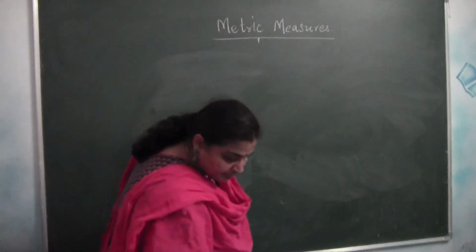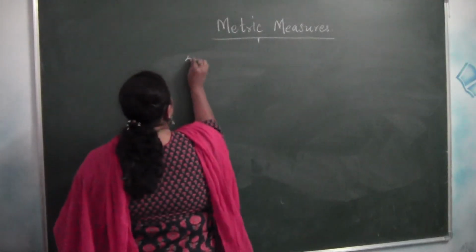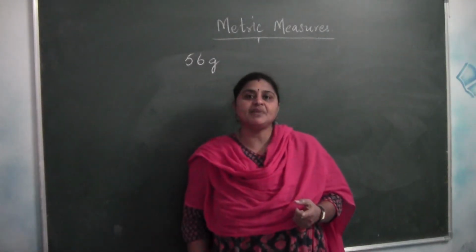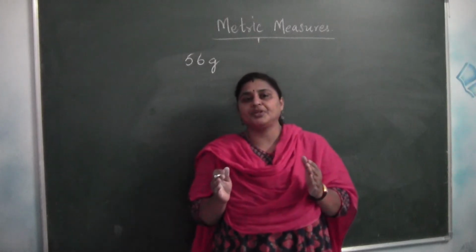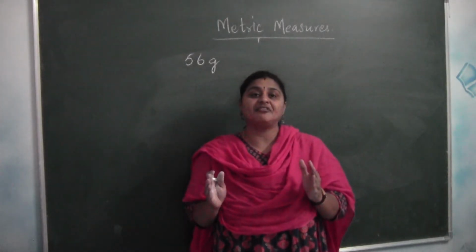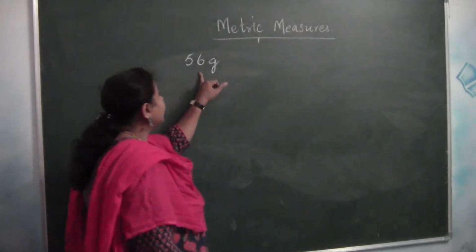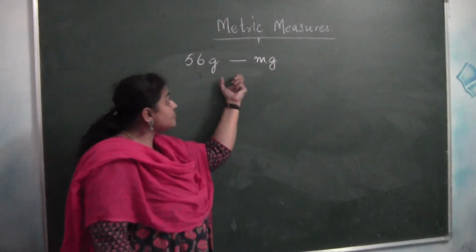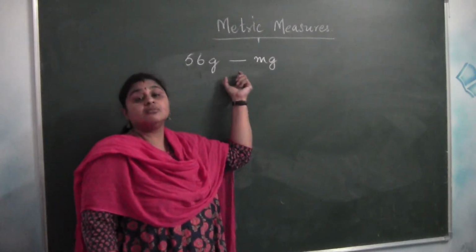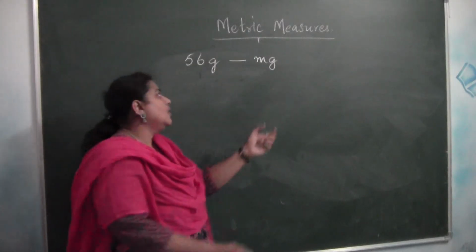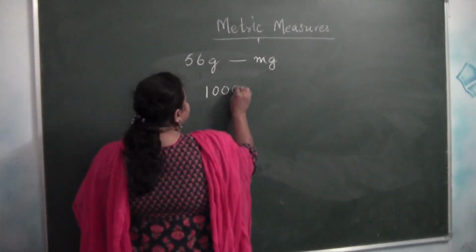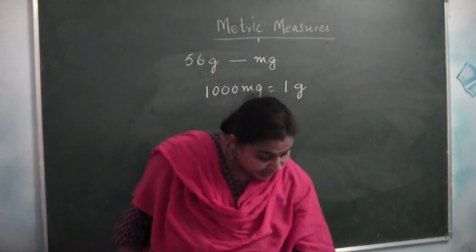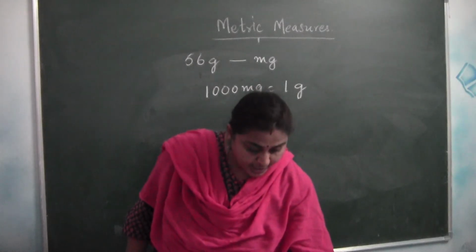Now let us take a problem from your exercise. I have 56 grams. Before converting, we have to mention the relation we are going to use. From grams to milligrams I have to convert, so we need to write the relation between grams and milligrams. 1000 milligrams is equal to 1 gram.